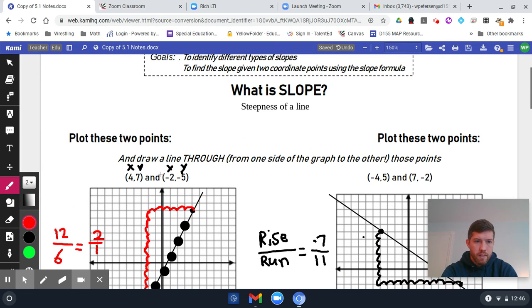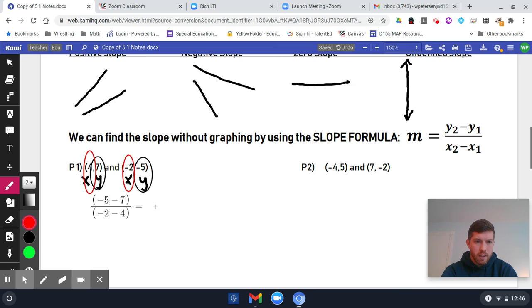So -5 minus 7 is -12. You're going to notice up here that it's the same thing. And then -2 minus 4 is going to be -6. If you put this into your calculator, a negative divided by a negative makes it positive, so it's going to equate to 2 over 1.